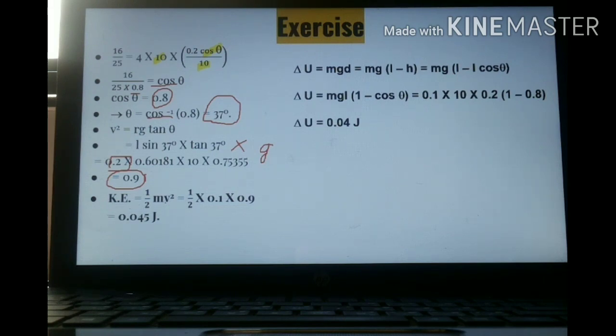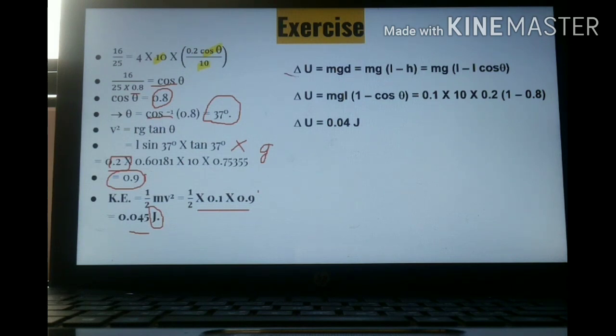So kinetic energy is half mv square. Half m. M is 0.1. Mass of this object was 0.1, and v square is 0.9. After substituting this whole, you will be getting this answer as 0.045 joule. Writing the unit is also necessary, otherwise your marks will be deducted.